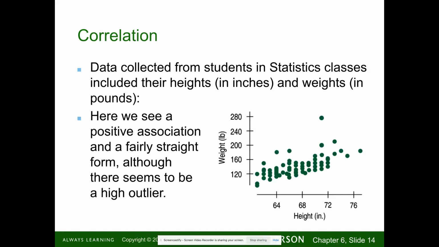So when we collect the data, this is data from students in a statistics class. It included their height and weight. Oh, isn't that ironic? I did not read this ahead of time. Here we see a positive association in a fairly straight line form through what seems to be a high outlier. So they said height probably predicts the weight. And then we have one kid, 72 inches. What's that, 6 feet tall? Yeah. We have one kid that weighs a little bit more.